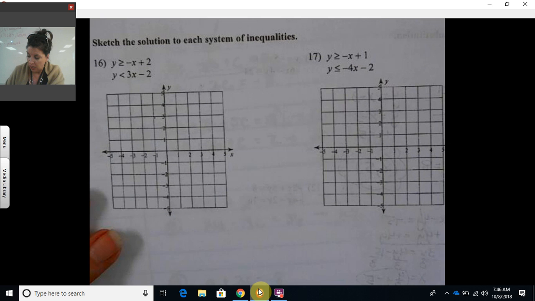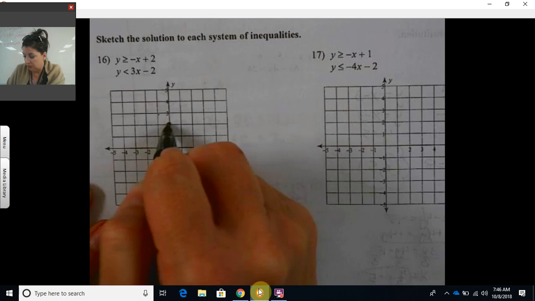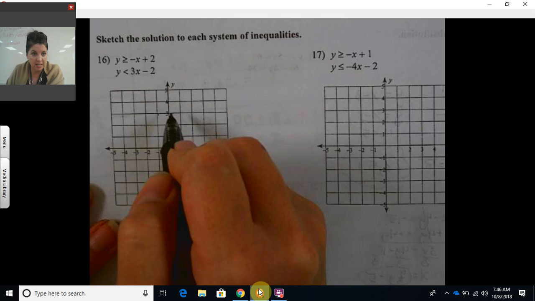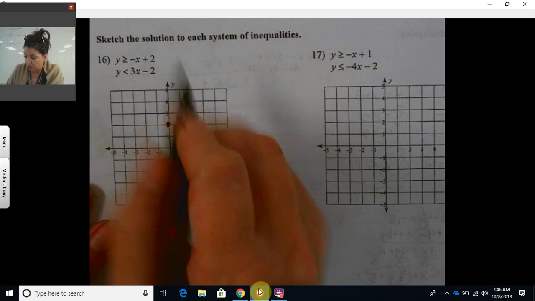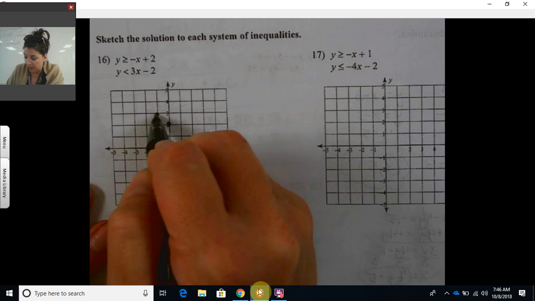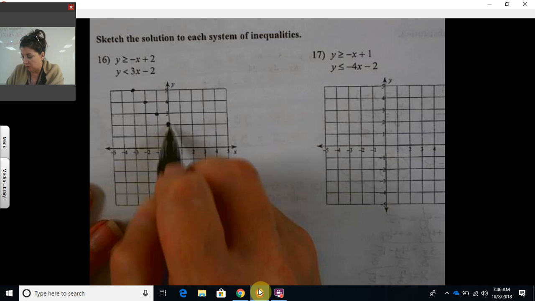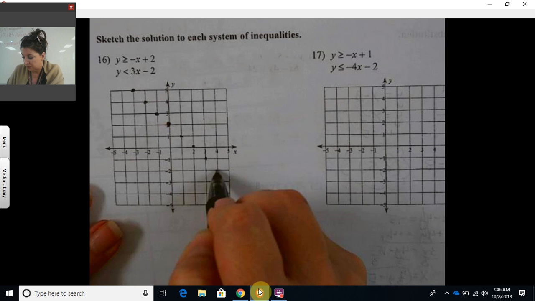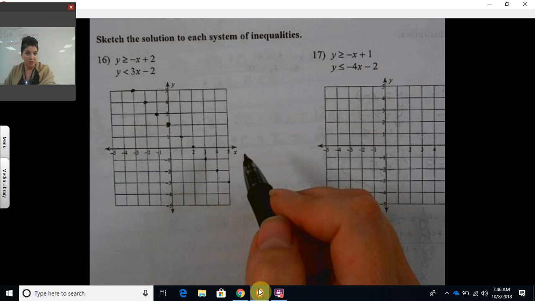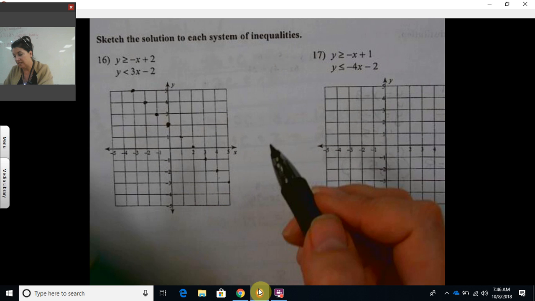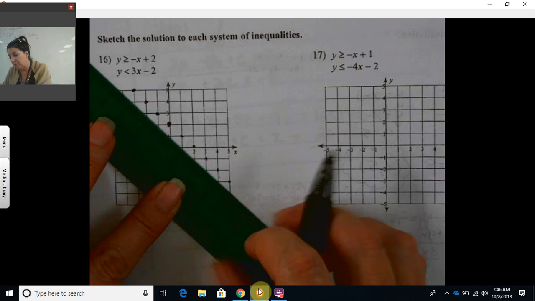Okay, so on the top one, my y-intercept's positive 2. My slope is negative 1 over 1. So I have a rise of 1, a run of 1, and it's negative, so I'd go to the left. Up 1, left 1, up 1, left 1, or down 1, right 1. And it's an or equal to, so that means every ordered pair on the line is a solution, so we make it solid.